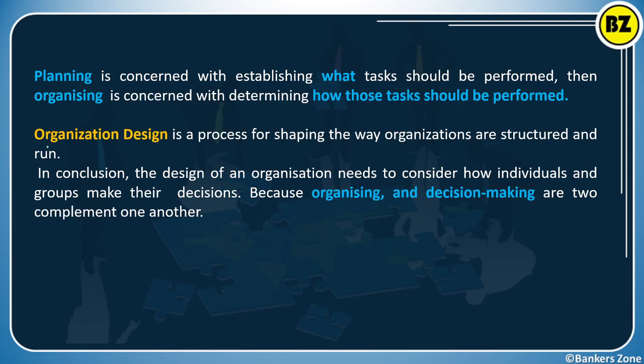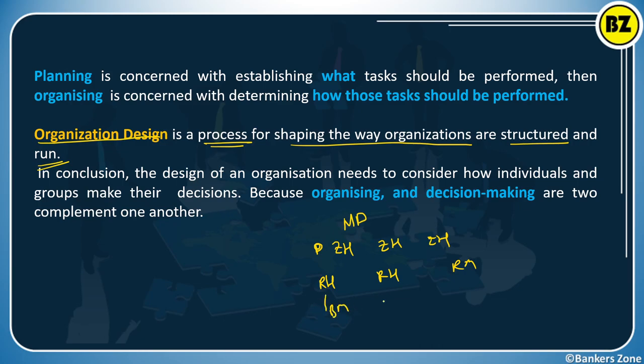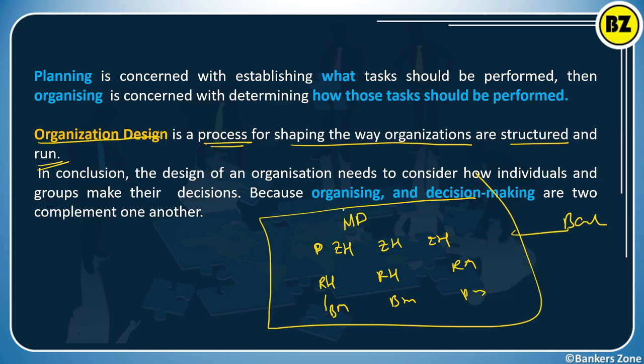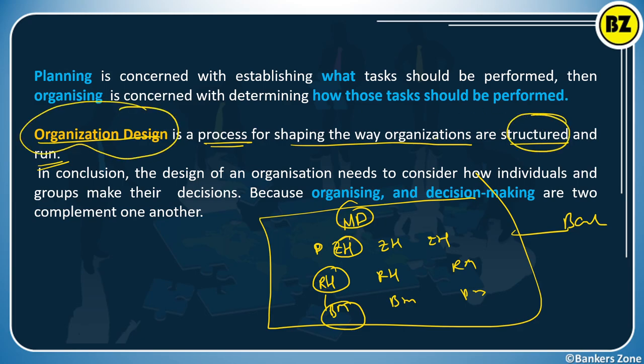In a similar way, an organization also has a design, right? So it is a process for shaping the way an organization is structured and run. Basically, see, a bank has an MD, then the bank has different zonal heads, right? Then the bank has a regional head, regional manager, right? Then the bank will have branch managers. So this is the structure of the bank, and everybody has their own responsibility, right? So this is what I want to convey to you. Organization design means basically what is the structure of that organization and how it runs, right? It is the basic organization design.